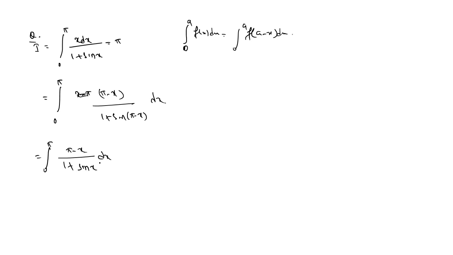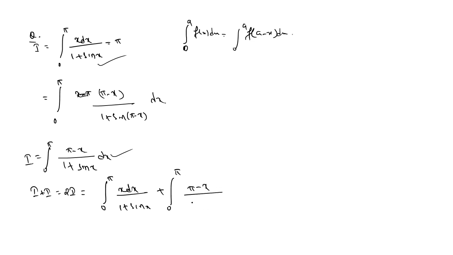Okay, sin x dx. So this is also I. Then now add these two. So that is your I plus I equals 2I, equals, first I is this one, second I is this one. Okay, so integration, the same integration I write here: x dx divided by 1 plus sin x, from 0 to pi. Then the second I is pi minus x divided by 1 plus sin x dx.